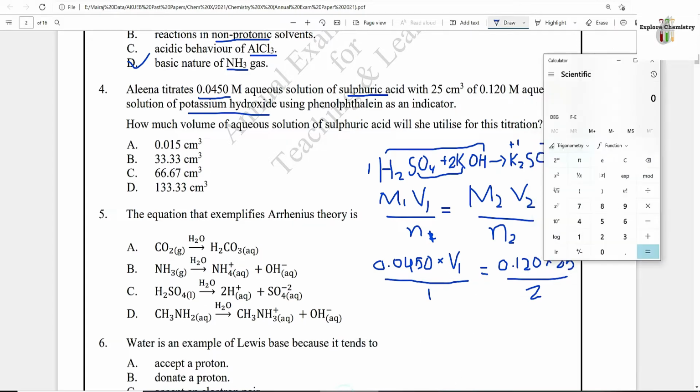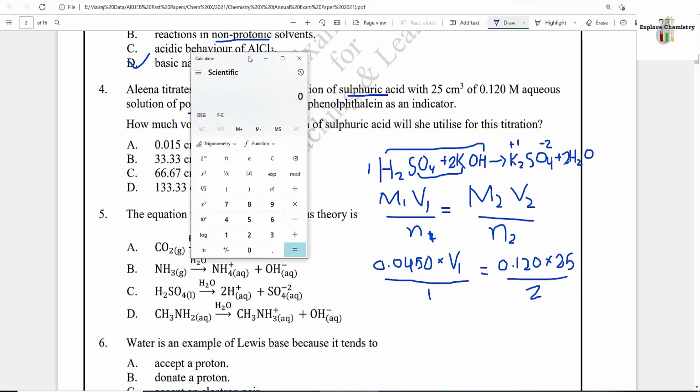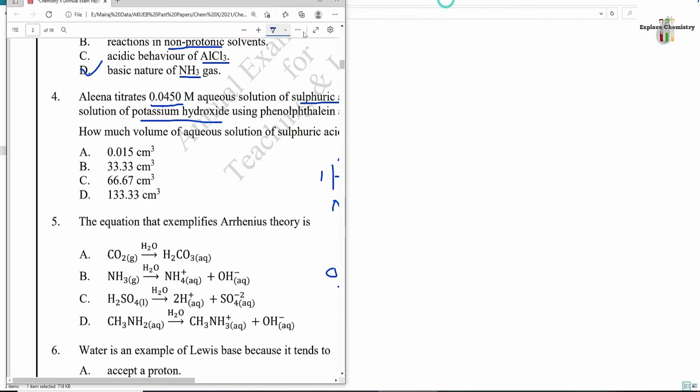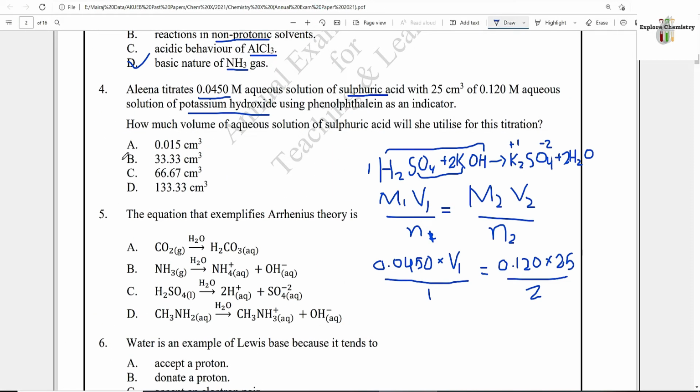So let's calculate. 0.120 multiplied by 25, divided by 2, divided by 0.0450. The answer is 33.33. This value will go over here in the denominator, so you will be able to calculate the answer quickly. So over here option B is the correct answer, 33.33 centimeter cube.